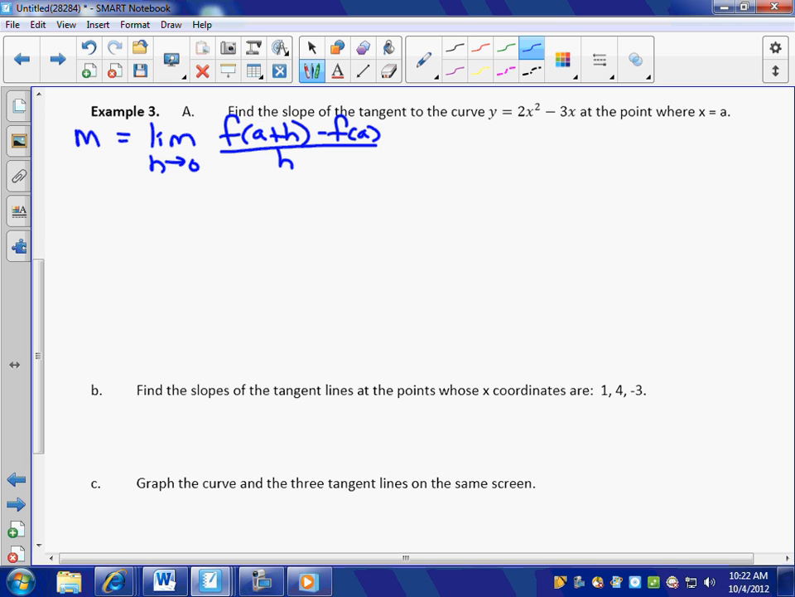Okay, for example 3, it says find the slope of the line tangent to the curve y equals 2x squared minus 3x at the point where x is equal to a. Yesterday we did a few example problems. We encountered a square root function. We also encountered another polynomial, and we also encountered a rational function. All of them have interesting ways of being solved.